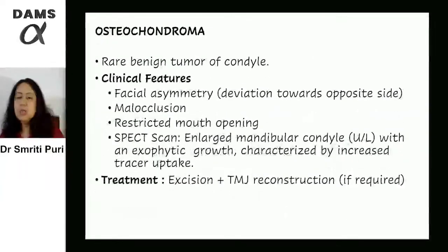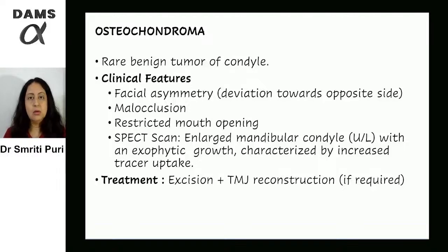To deal with this confusion, let us go into a little detail, so that when you go for your exam, anything can be asked amongst these entities and you are well aware. Osteochondroma is a rare benign tumor of the condyle, and as the name suggests, it is an exophytic bone covered by a cap of cartilage. If you remember, I showed you the radiolucent area surrounding the radiopaque area.